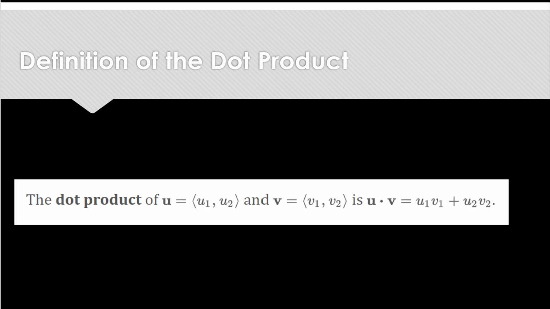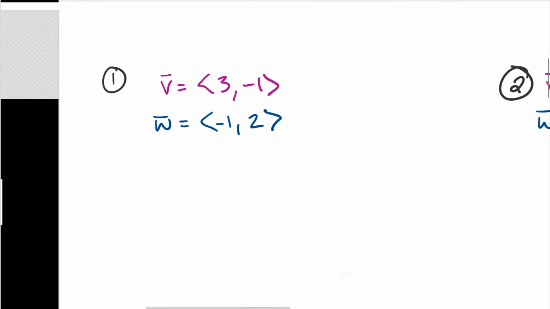And there's not much to it. There's really not much to it at all. It's by taking your components. If you look, u dotted with v, it's just taking your horizontal components and multiplying those two together. Next, you're going to take your vertical components and multiply those two together. And then you add them up. So, not too much to it. We're going to practice a couple right now so you can see that this is very mellow.